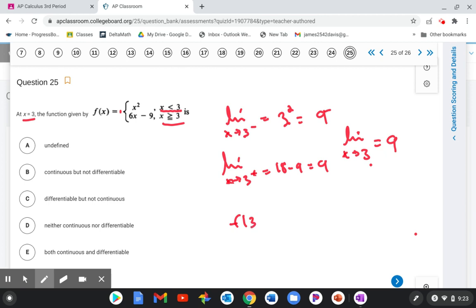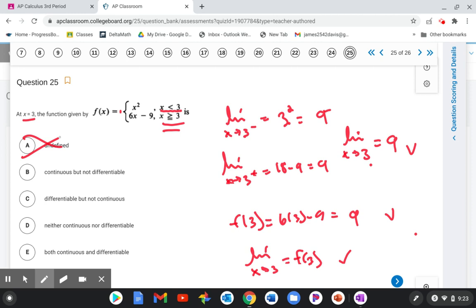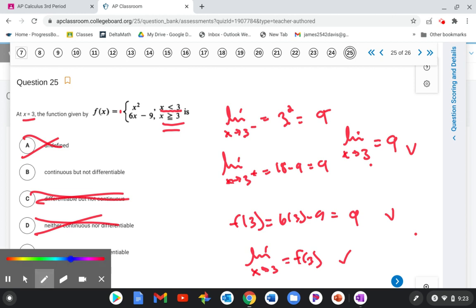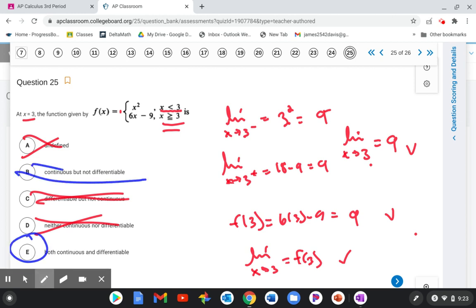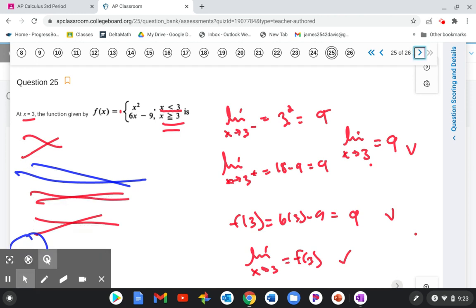The second check is that f of 3 is defined. We plug it into the bottom one because that's the or equal to. So we just get 6 times 3 minus 9, which is 9. So that's a check. And then the limit as x goes to 3 has to equal f of 3. That is true because they're both 9, so that's a check. So it's definitely continuous. So we can cross out that one. Cross out C because this is not continuous. Cross out D. So you narrow it down to B or E. And then we have to determine if it's differentiable. Again, we haven't talked about that yet. However, this one is differentiable. So it is E. Don't worry about that, though. That's the next chapter, actually. We get to derivatives.